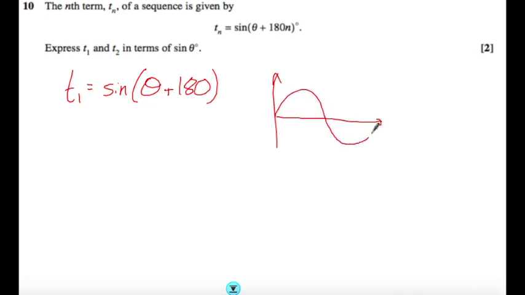that looks like. So there's sine theta. Now sine theta plus 180, we'll shift that to the left by 180 degrees. So in other words, it will look something like this.